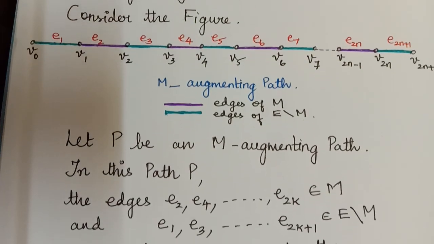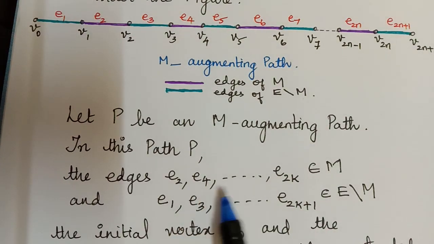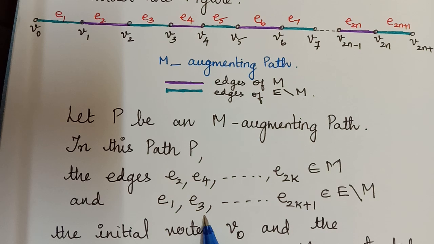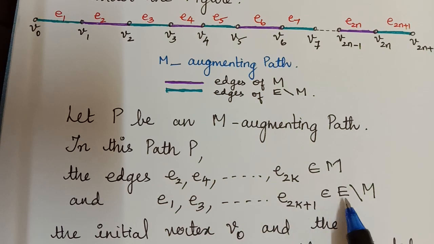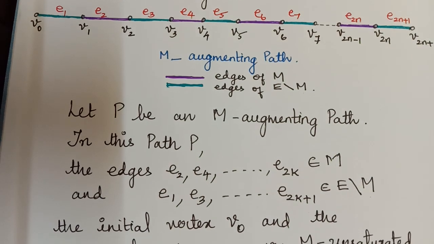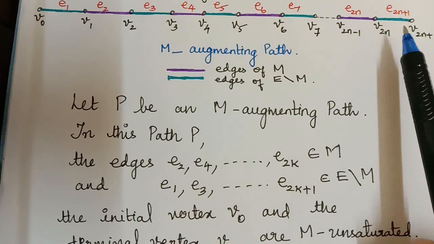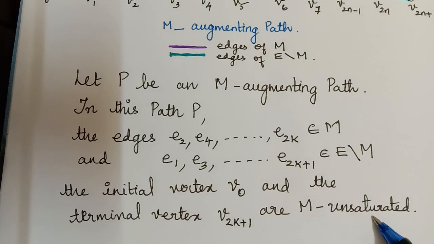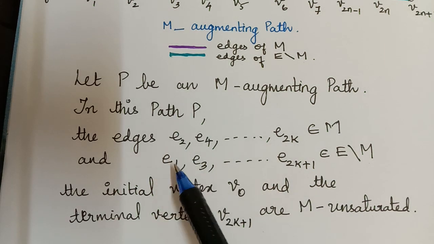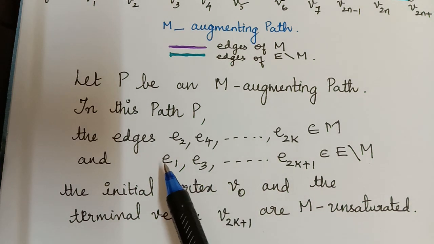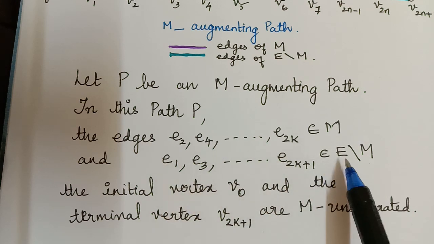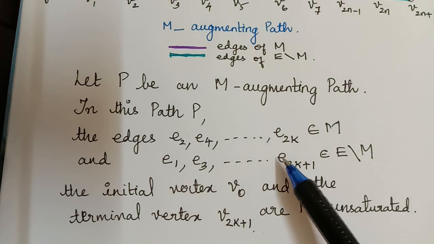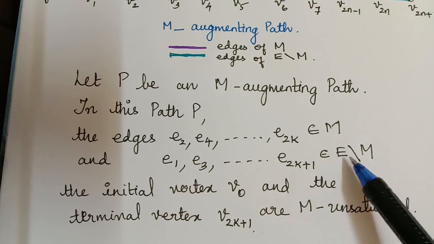Now in this path, the edges E2, E4, etc., in general we can write as E2k, are elements of M. And the edges E1, E3, etc., up to E2k plus 1 are elements of E restricted to M. And we can see that the initial vertex V0 and the terminal vertex, in general V2k plus 1, are M unsaturated. This is because V0 is incident with the edge E1, which is an element of E restricted to M, and V2k plus 1 is a vertex incident with the edge E2k plus 1, which is an element of E restricted to M.